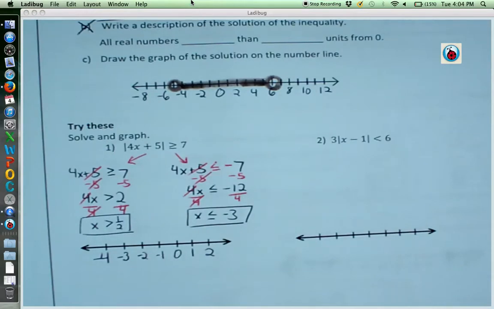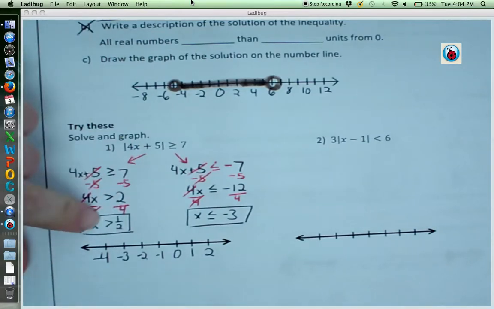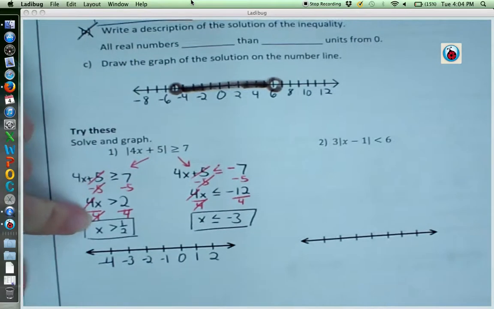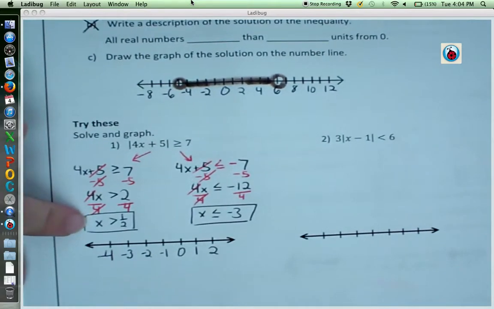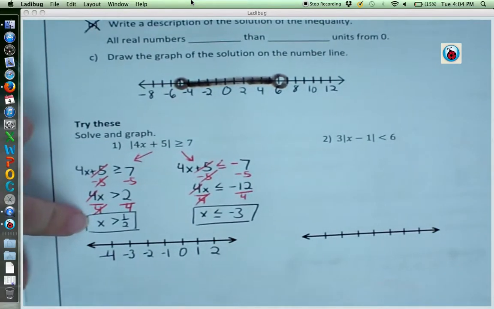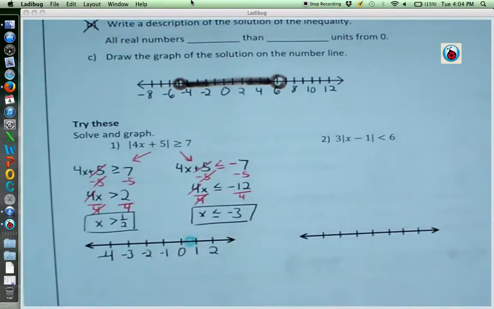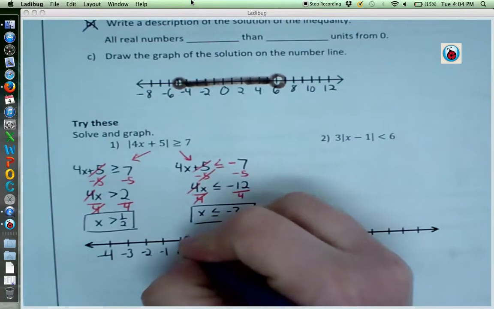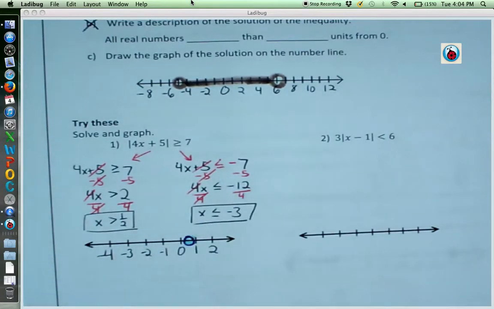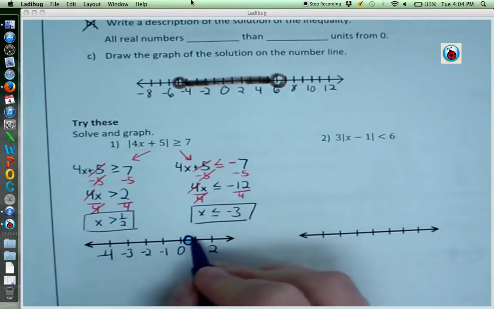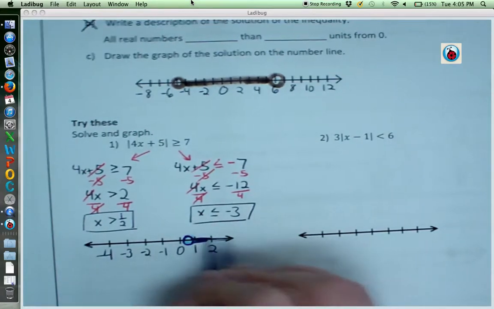All right, so I want to make sure I get both of these. I'm going to graph everything greater than 1/2. 1/2 is kind of hard to show on a number line, but I know 1/2 is between 0 and 1. So I'm just going to put an open circle around 1/2, so between 0 and 1. And I'm going to shade everything that's greater than 1/2. So that's 1, 2, 3, everything to the right of 1/2.